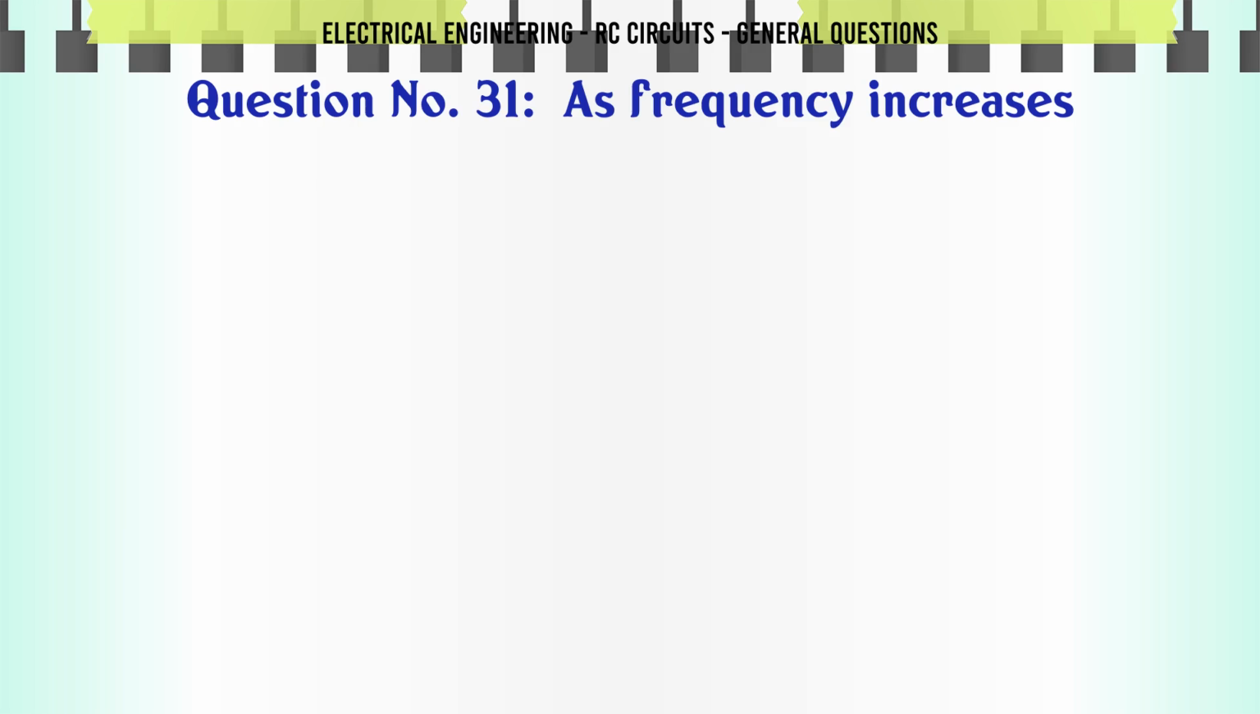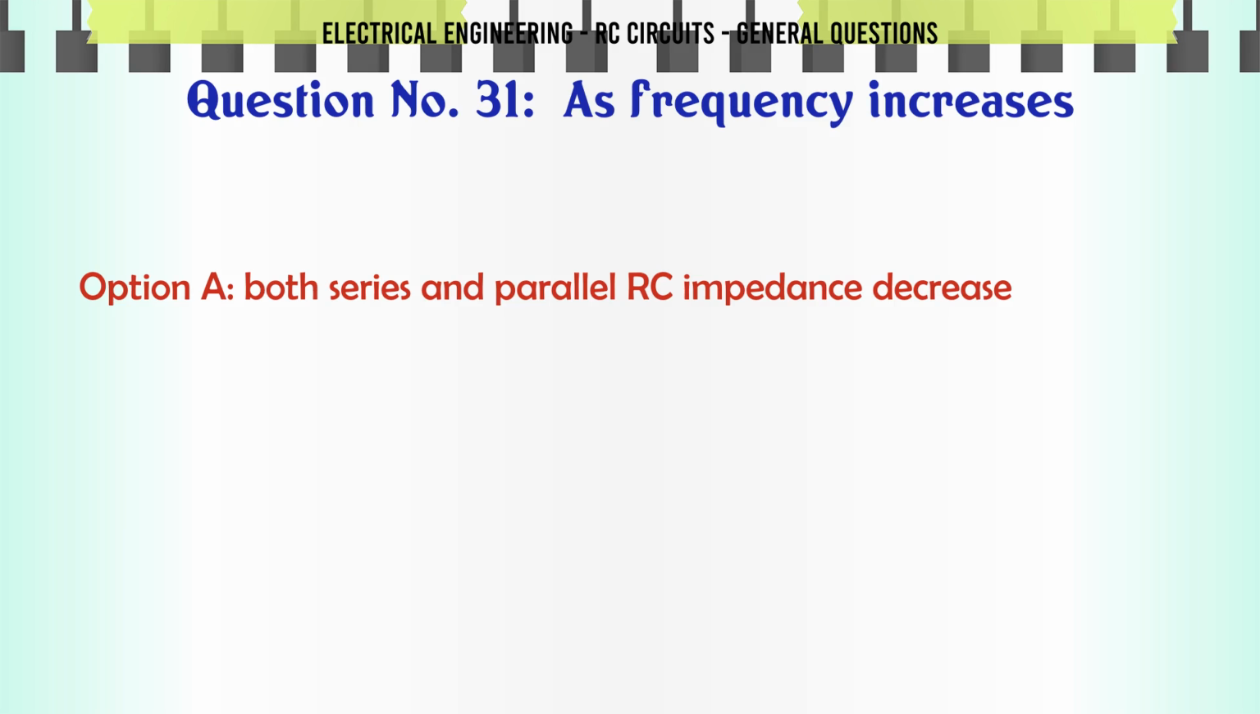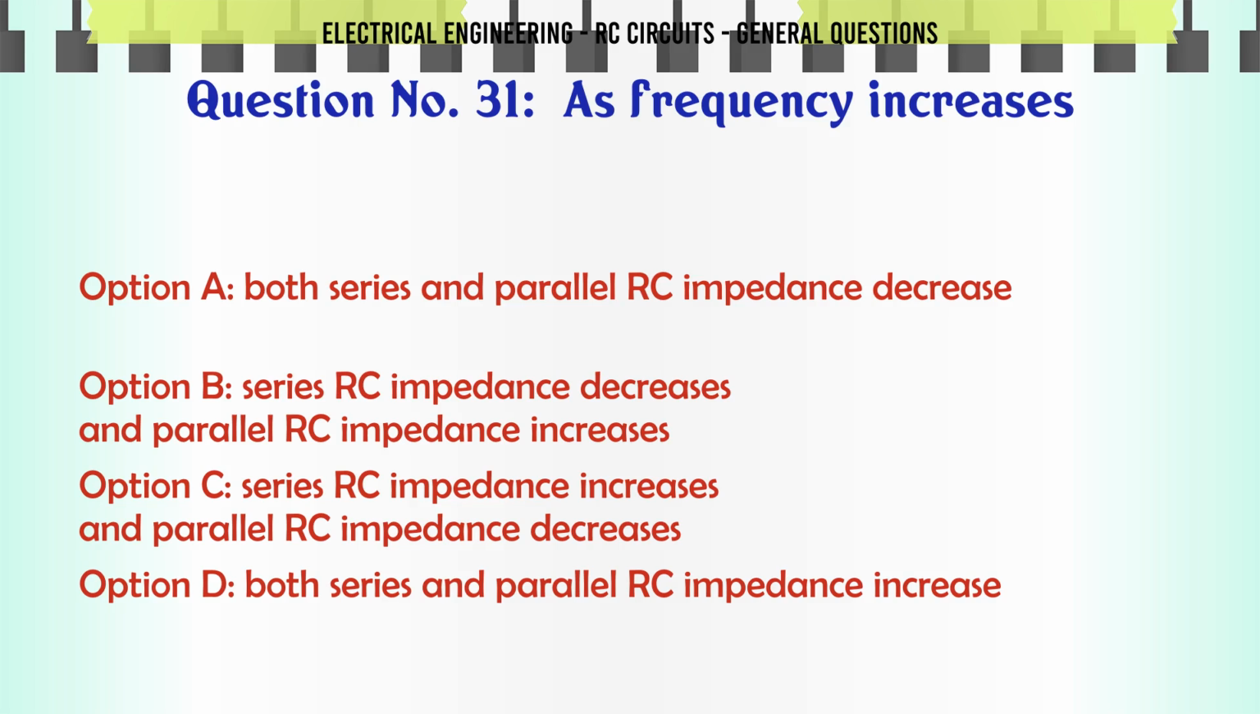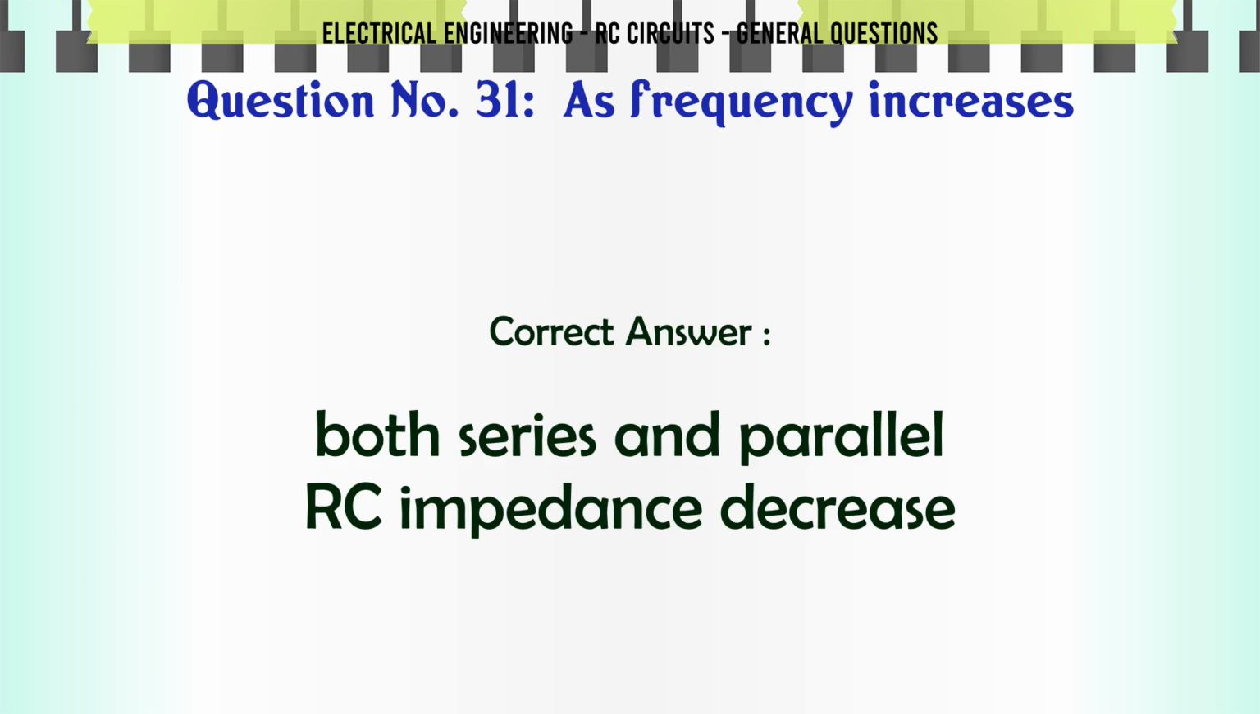As frequency increases: A, both series and parallel RC impedance decrease. B, series RC impedance decreases and parallel RC impedance increases. C, series RC impedance increases and parallel RC impedance decreases. D, both series and parallel RC impedance increase. The correct answer is both series and parallel RC impedance decrease.